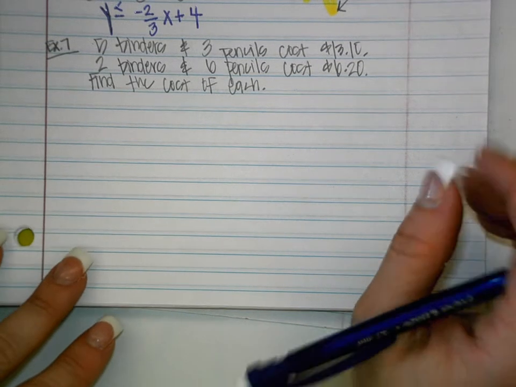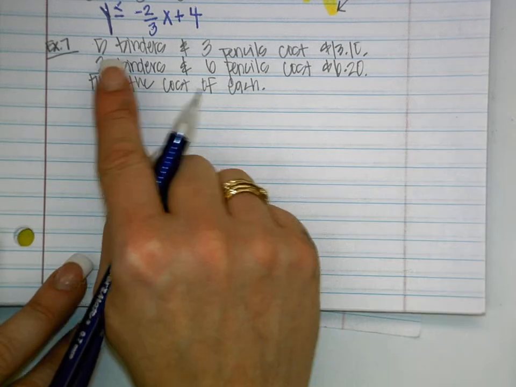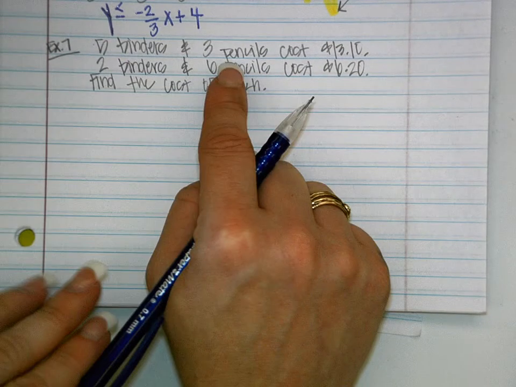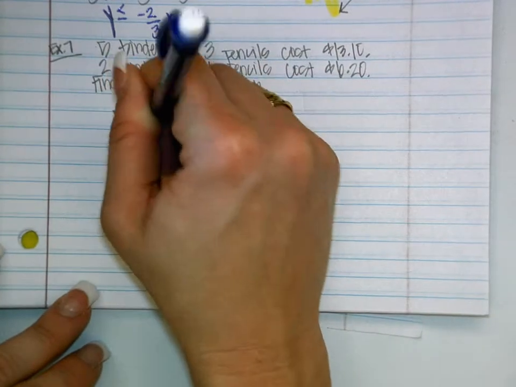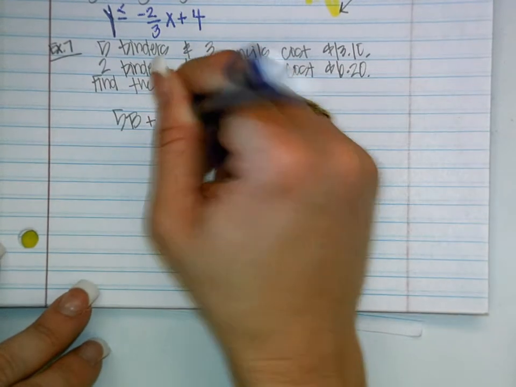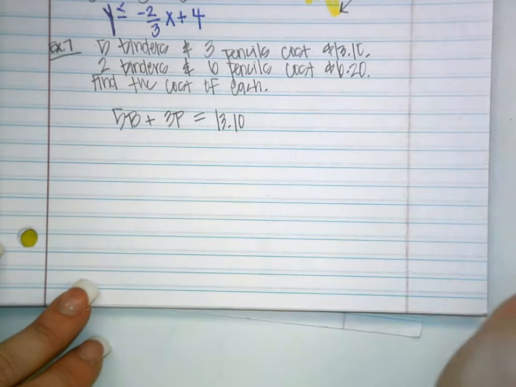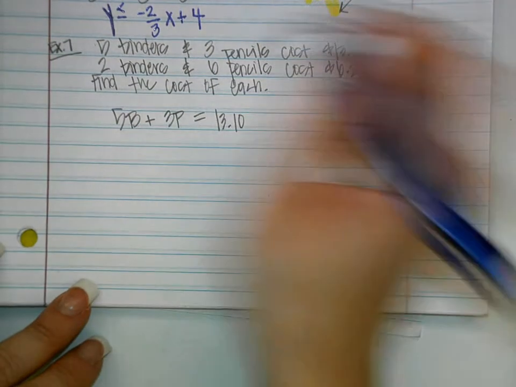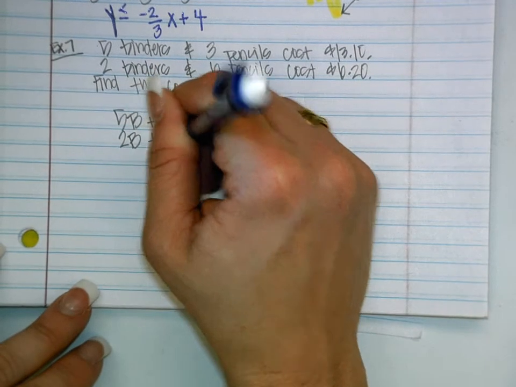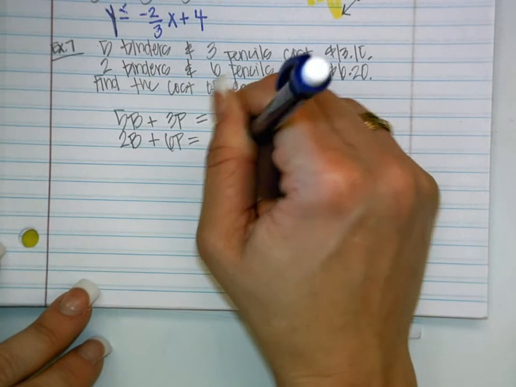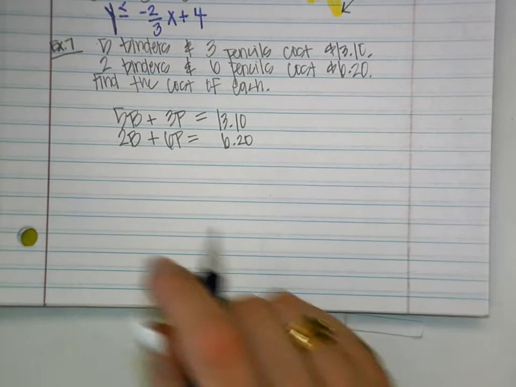Okay, first I'm going to start by setting up a system of equations. So I'm going to use B's for binders, P's for pencils. You can use whatever variable you like. But 5B plus 3P for pencils equals 13.10. Then set up another equation. 2 binders, 2B, plus 6 pencils costs $6.20. You have now set up a system of equations. Now you have to solve it, okay?